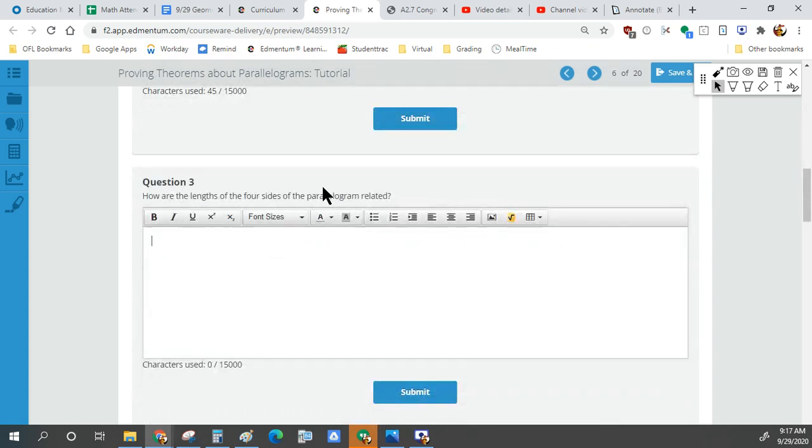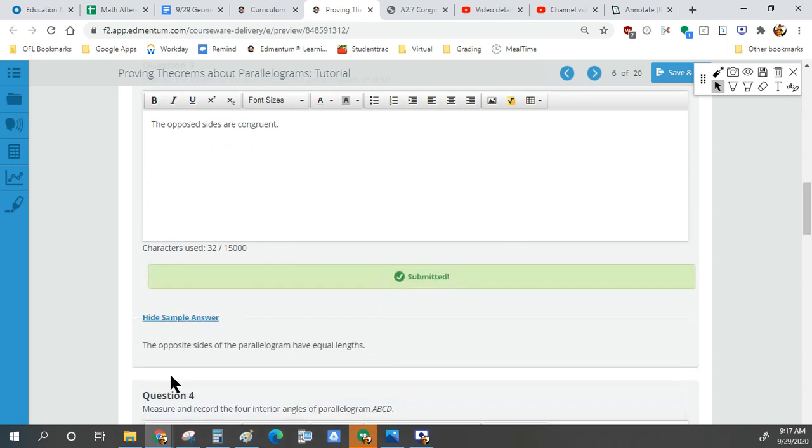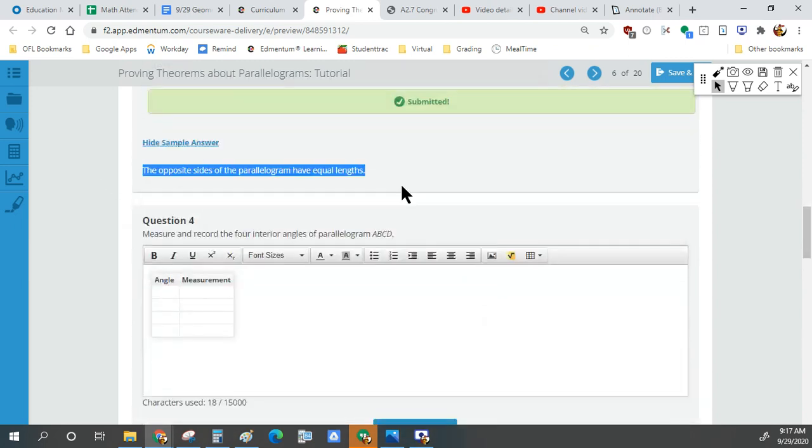How are the lengths of the four sides related? So you would just say the opposite sides are congruent. There's no other way to really state that. It's probably word for word on this: the opposite sides of the parallelogram have equal lengths. They're congruent. This just gets way too specific.